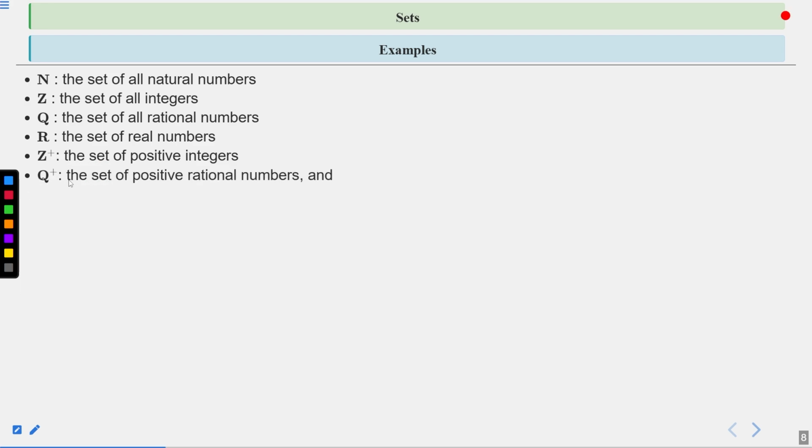Q plus: Q represents your rational numbers, and plus gives you the set of positive rational numbers. R plus gives you positive real numbers. I hope this is clear. These are well defined sets in mathematics. N represents your natural numbers, and so on.